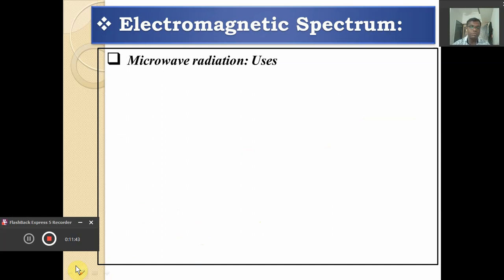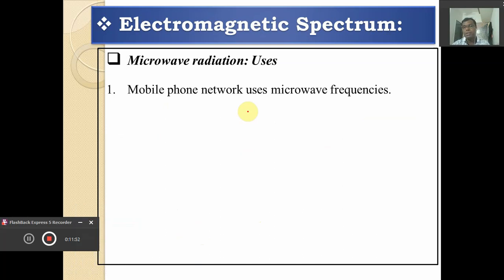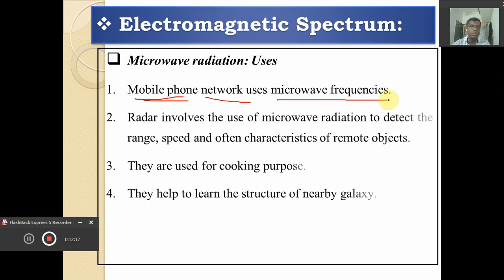As far as the different uses of microwave radiation are concerned, these are the important uses. This is very familiar and very important for each individual who uses a mobile phone, because the network in a mobile phone uses microwave frequencies. It means it uses microwave radiation. Without microwave frequency, our mobile phones would be without network, which is meaningless. Another use of microwave radiation is in radar.